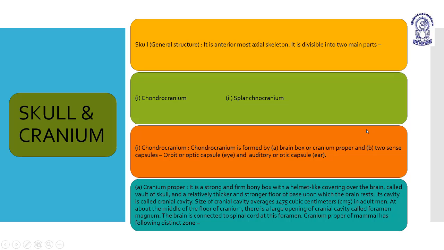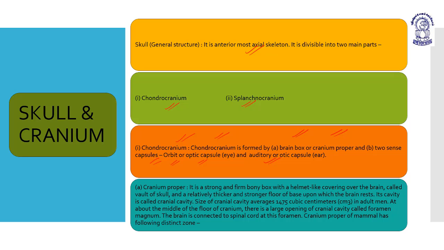Now, skull or general structure. It is the anterior-most part of the axial skeleton. It is divided into two main parts: chondrocranium and splanchnocranium. Chondrocranium is formed by the brain box or cranium proper, and two sense capsules: orbit or optic capsule for the eye, and auditory or otic capsules for the ear. Otic capsule is for auditory functions and optic capsule for vision.